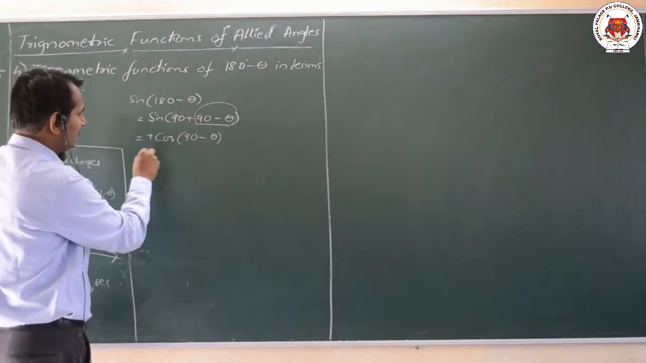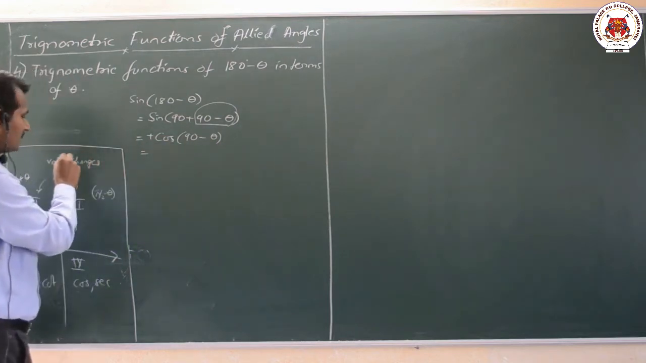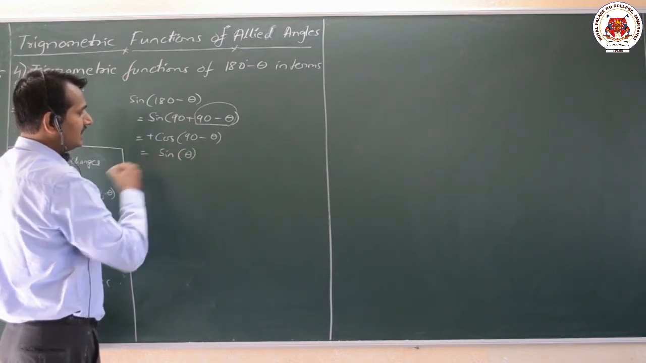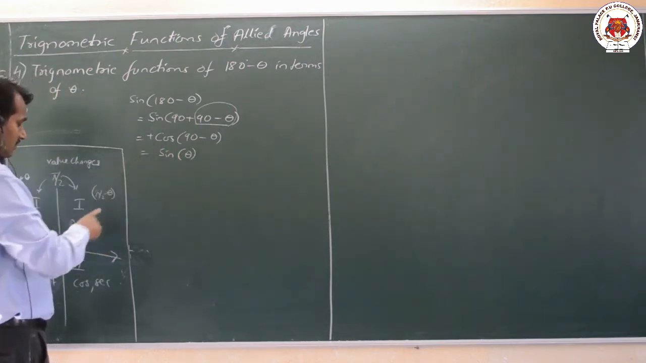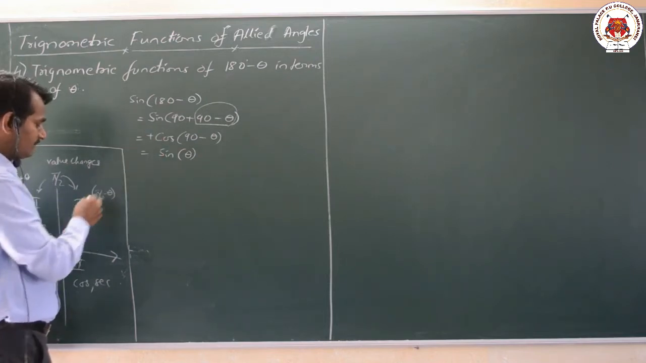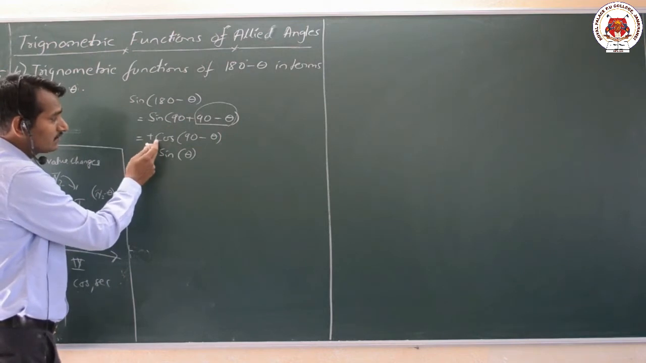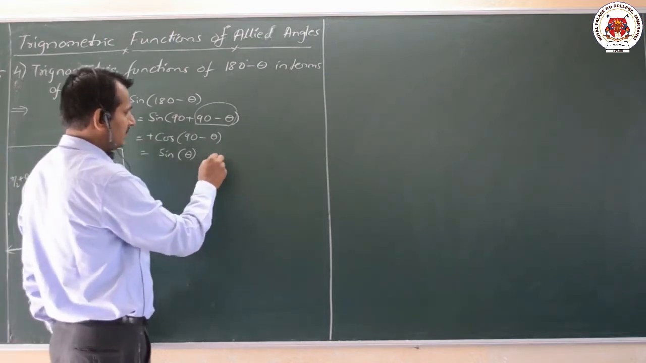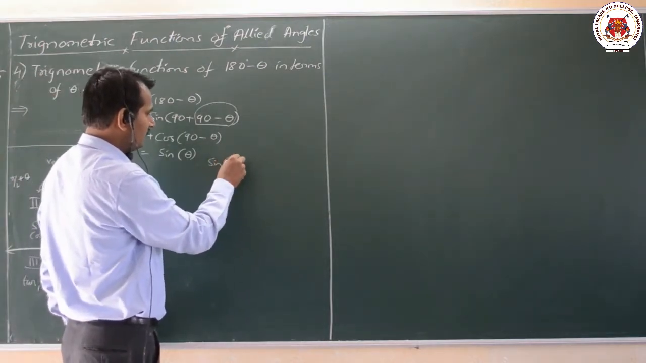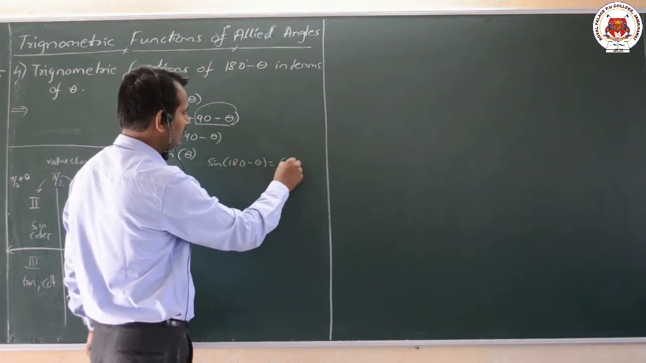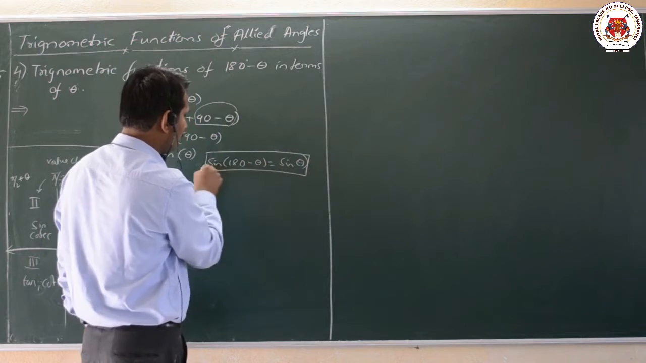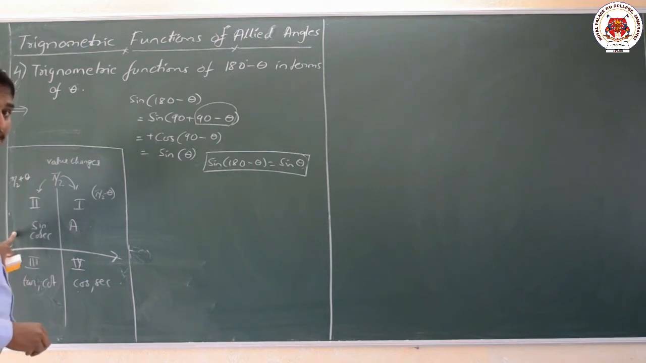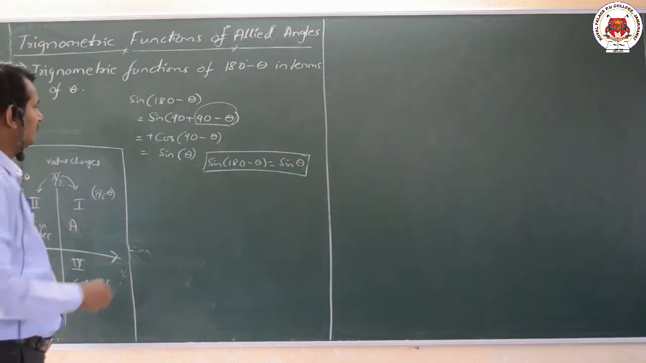Is it clear? Then again cos of 90 minus theta comes in the first quadrant, the value changes, that is cos becomes sine theta. In the first quadrant all are positive, so we have to check whether cos is positive or not. Therefore sine of 180 minus theta is equal to sine theta. Pi minus theta again comes in the second quadrant. This is the first one.